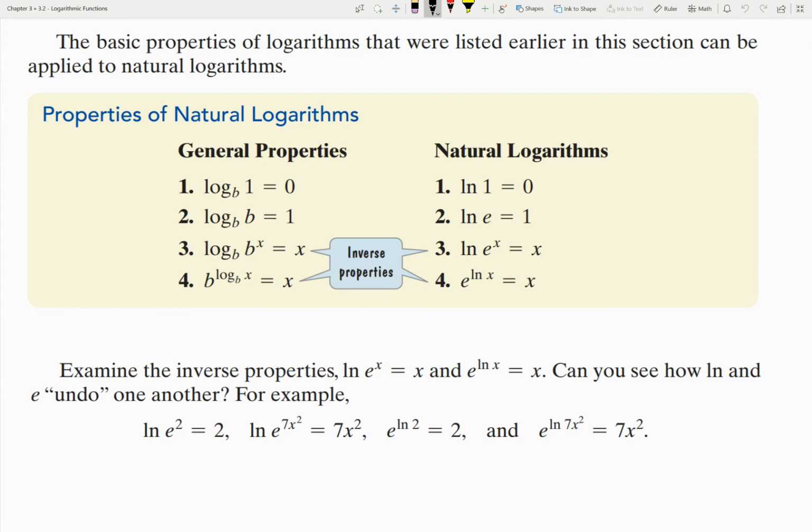Okay, but the basic properties of logarithms that were listed earlier can still be applied to natural logarithms. Instead of a base b, this is now just a base e. It is just the same thing. It is a natural logarithm. The log base e of 1 is still 0. The log base e of e is still 1. Even though you don't see the word log and you just see ln, it still means a logarithm with a base of e.